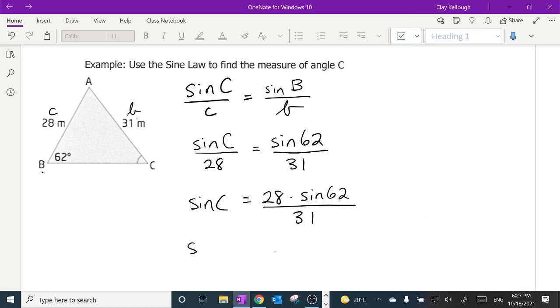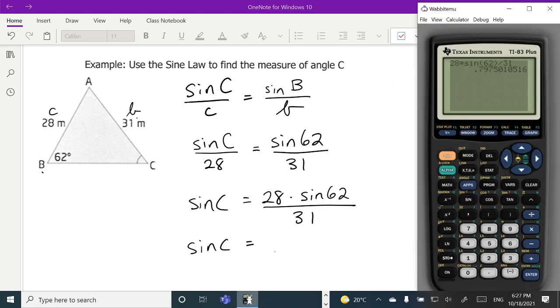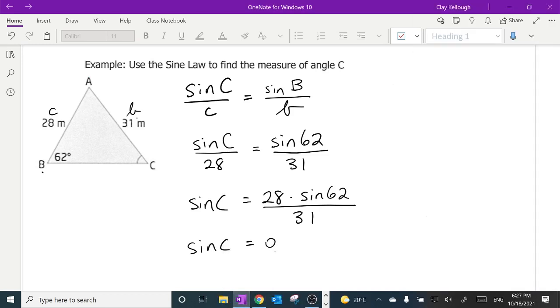Now, remember how SOHCAHTOA works? First of all, what's that number again? That's how good my memory is. 0.7975 and change. Could this possibly be right? I mean, look at it. Obviously, it's not a scale diagram. Nobody broke out a protractor to make this accurate. But could this be a 0.7, 0.8 degree angle when that's 62? I don't think so. Remember what the last step is?